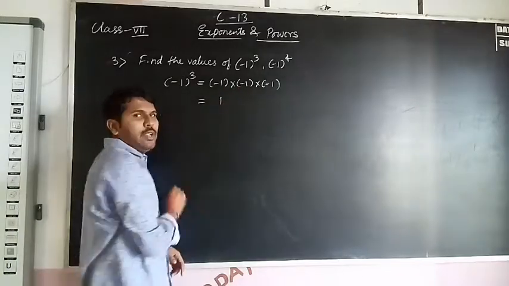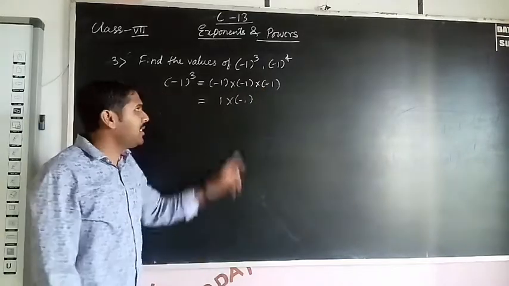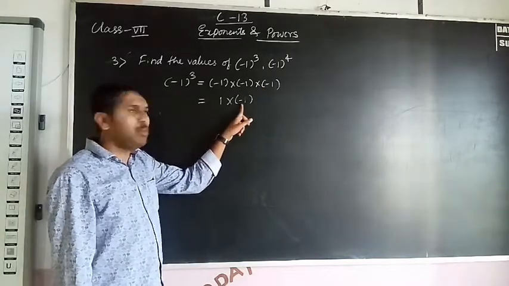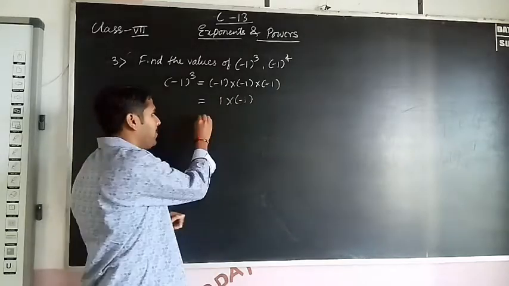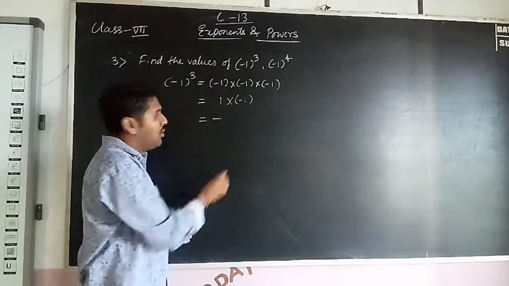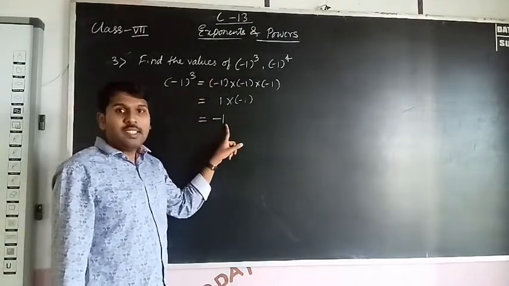So here, 1 into minus 1 is there. Okay, next here plus into minus, I already told that plus into minus is minus. Minus 1 into 1 is 1 only. So the final answer is minus 1 raised to 3 is minus 1.